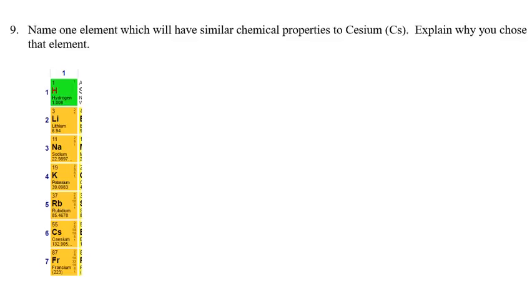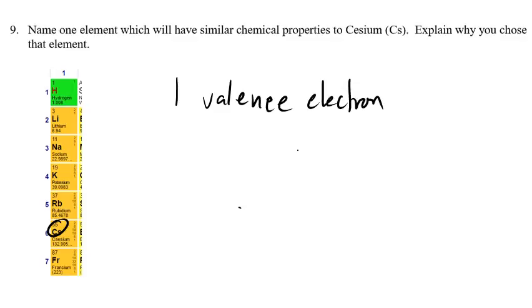Question 9. Name one element which will have similar properties to cesium. Cesium, Cs down here, in group 1. All of the elements in group 1 have one valence electron, like we've seen. They all will react in a similar fashion. For example, our alkali metals here react with water.